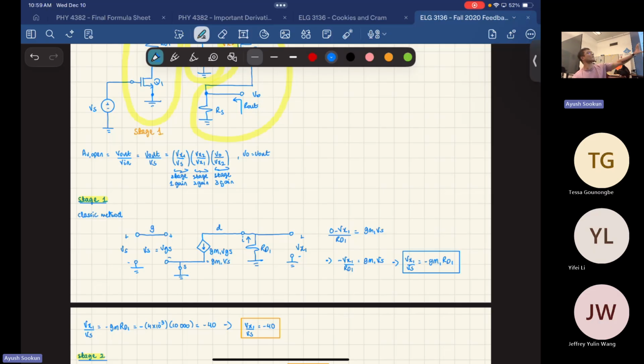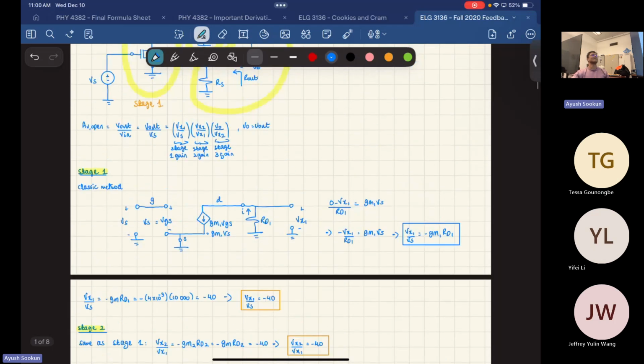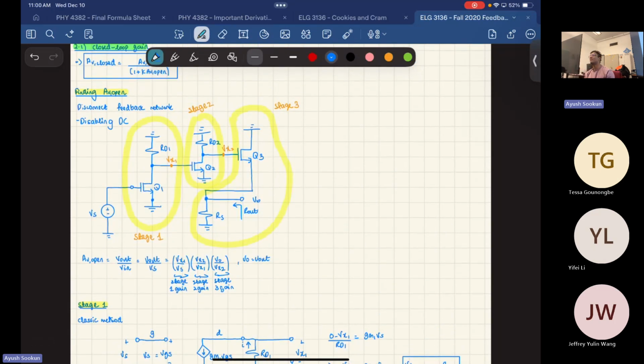Okay. So this is how you find the gain of stage one. Electronics 1 method, you find it is minus GMRD, like you said. You can just write it away. Stage two, it's the same as stage one. So this is the answer. Stage three. Now, if you have a follower, what's the gain of a follower? This is a follower. So you know the gain of this, you can just say this is one. Yeah, but you could also say this is a source follower. And a follower has a gain of one. If you're running out of time, that's a good way to do it.